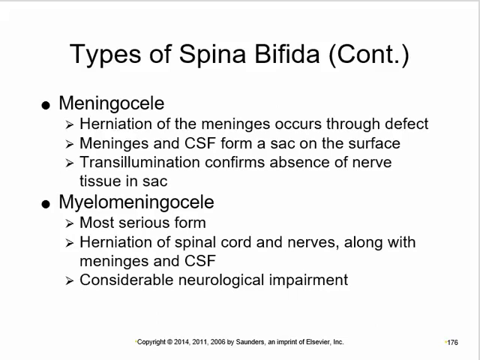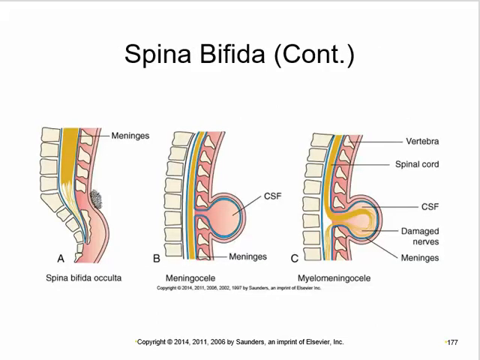The serious one is the myelomeningocele. Myelo refers to the spinal cord itself. So myelomeningocele is when the spinal cord and the meninges herniate up through the space. And the spinal cord tends to not work beyond that point. Now, this normally happens in the lumbar spine. It can happen in other places too.